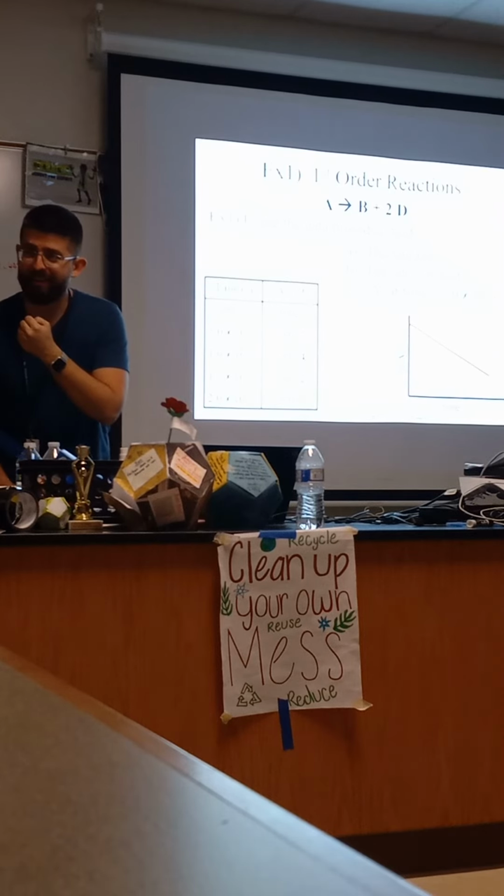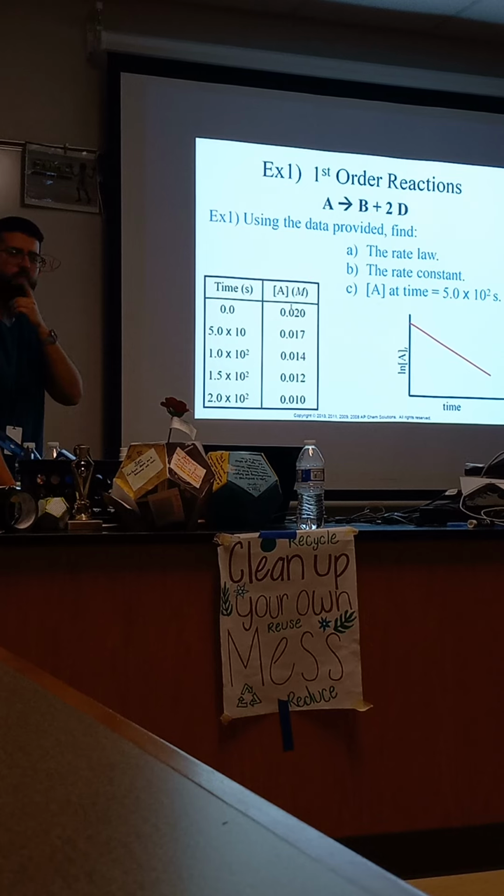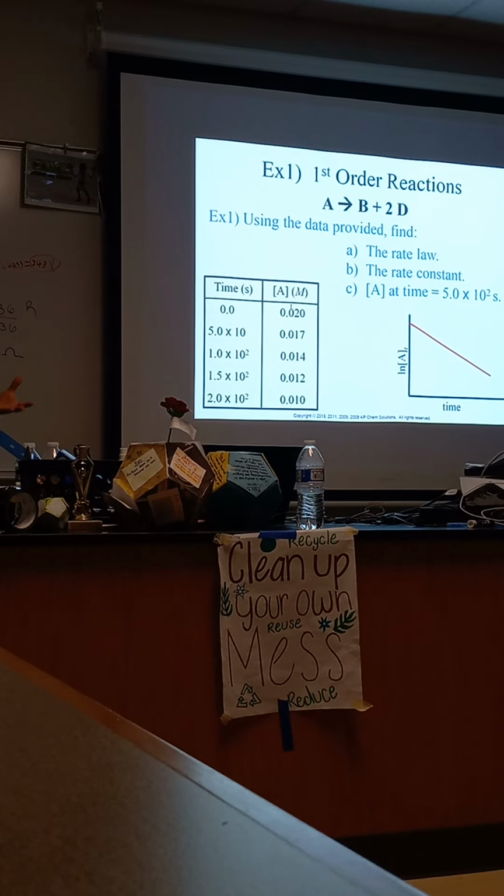Go ahead, Charles. It's rate equal to K times the concentration of A. And why is that? Because it's first order, so the exponent is 1. Right. And this question was kind of tailored for this, right? Because how many reactants do we have, Charles? Just one.